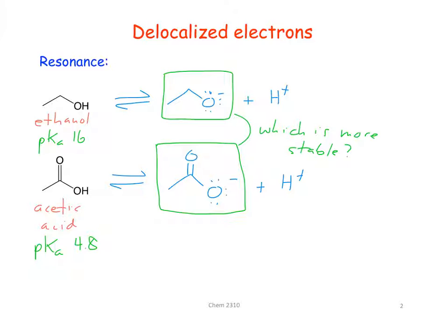So which one of these is a stronger acid, acetic acid or ethanol? Of course, we know acetic acid is going to be the stronger acid because it has a lower pKa. If it's a stronger acid, it must mean that it has a more stable conjugate base. The added stability comes from the delocalization of electrons.